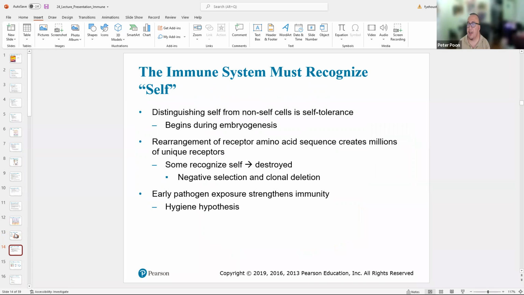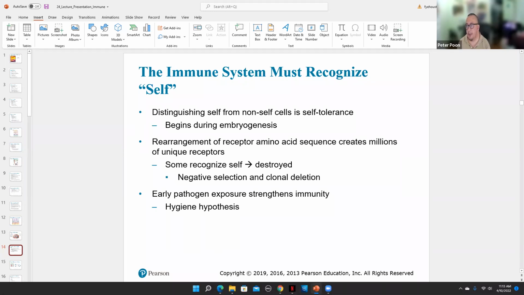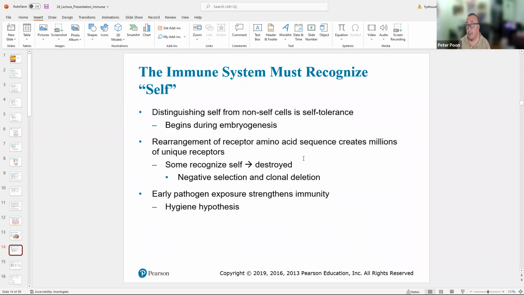Distinguishing self from non-self is something called self-tolerance. We went over this in micro. If you recognize self, then you're destroyed. So this is negative selection.